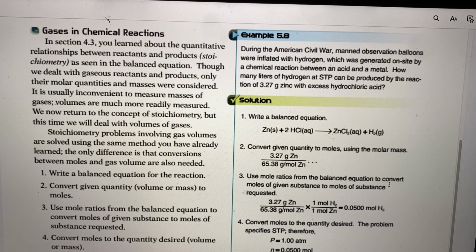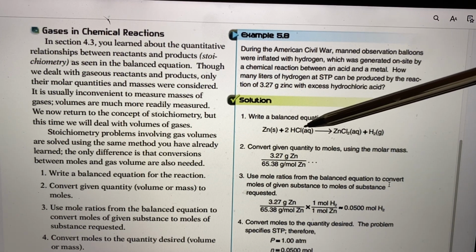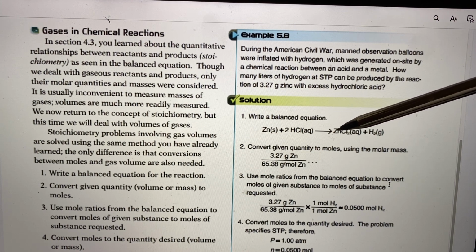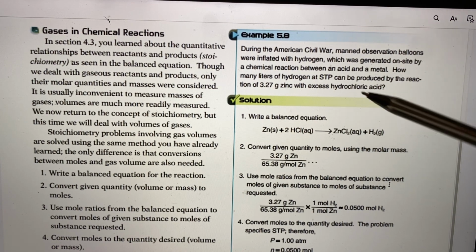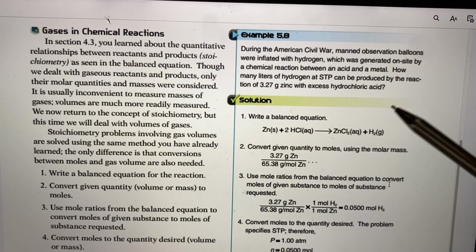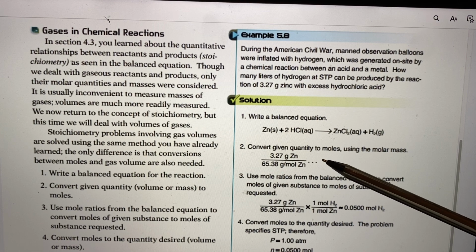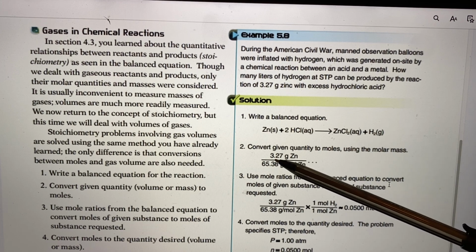It sounds complicated, but we write the balanced equation. Zinc plus 2 HCl aqueous equals zinc chloride plus hydrogen. So basically the zinc comes in where the hydrogen was. Then we convert the quantity to moles using the molar mass. So basically we have 3.27 grams.